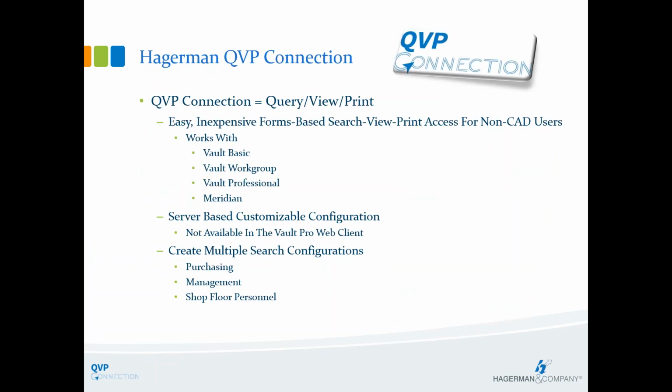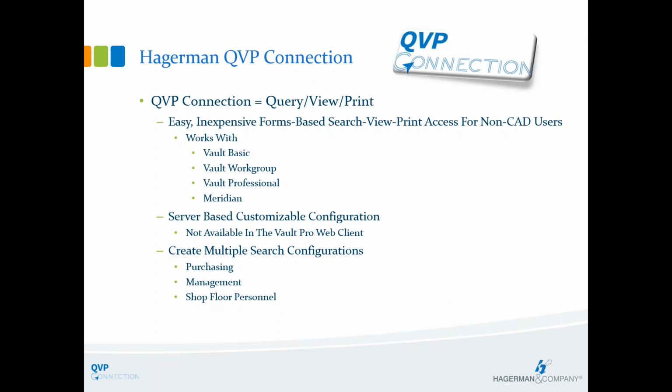So what is QVP? Well, it stands for Query, View, and Print. The Hagerman QVP connection software is your own personal thin client to your data management software. Now with Vault Professional, there's a desktop client called the thick client, and then a web client called the thin client, but you only get it with Vault Professional. Well, the QVP works with Windows Explorer, Vault Basic, Vault Workgroup, Accrue at Meridian.